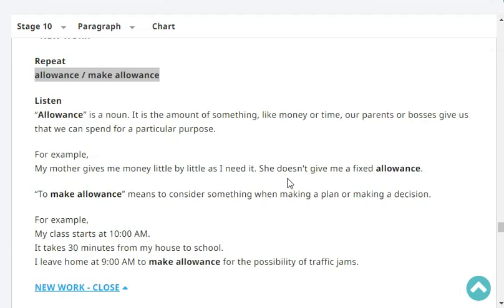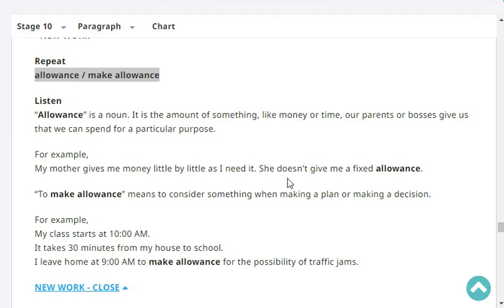Very good. Okay, listen. Allowance is a noun. It is the amount of something like money or time our parents or bosses give us that we can spend for a particular purpose. For example, my mother gives me money little by little as I need it.